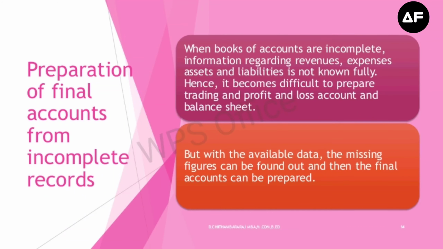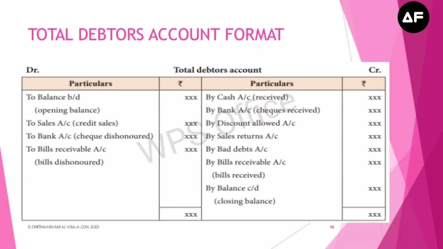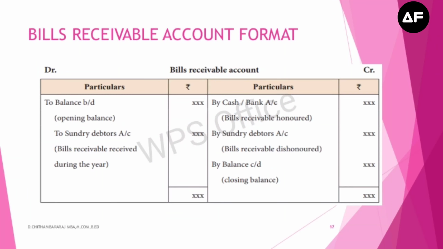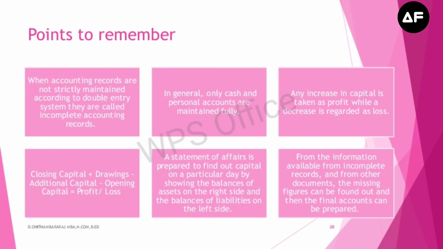Preparing the final accounts becomes very difficult because of the incomplete information available. Certain information like purchases and sales may not be available. Therefore, we must prepare separate accounts like the total debtors account, bills receivable account, total creditors account, and bills payable account. After compiling all the missing information only, the final accounts can be prepared in an incomplete double entry system, also called single entry system.